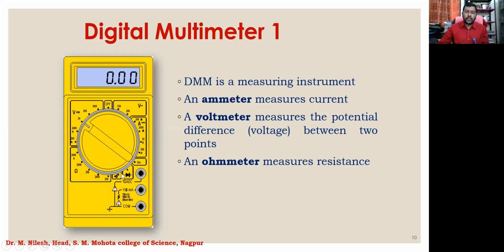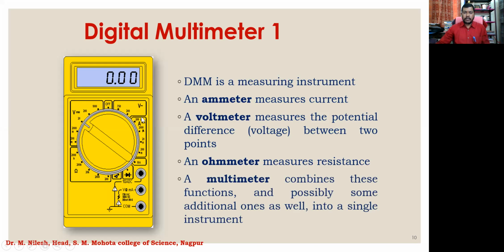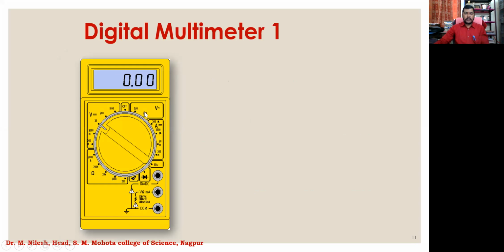So here we are going to check the continuity of wire and all. For connection, it will show you that continuity. This is a little bit of introduction of a digital multimeter. A multimeter is a combination of all the functions, possibly some additional ones as well, in a single instrument. Some other instruments are there too.